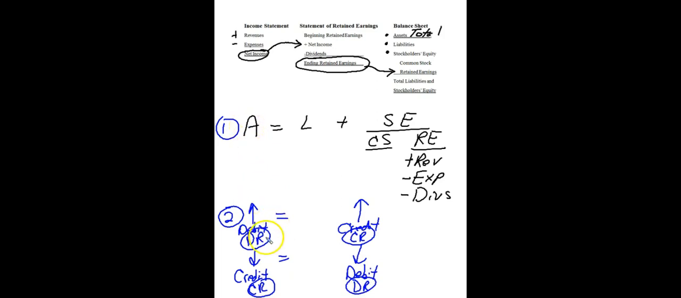This side of the equation goes up with debits, it goes down with credits. This side of the equation goes up with credits and goes down with debits. And so the two equations stay in balance simultaneously. Okay, so let's apply our debit credit rules. By the way, debits always go on the left, credits always go on the right.